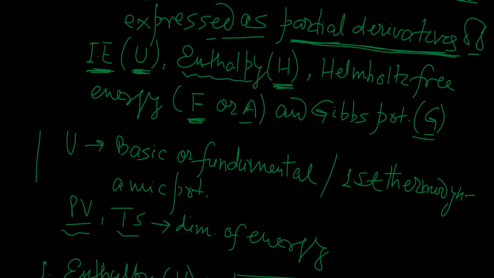These terms or functions will be made clear in the forthcoming lectures. Enthalpy, denoted by the symbol H. Helmholtz free energy, denoted by the symbol F or A. It is also denoted by A in some textbooks. And the fourth one is the most important function, that is called Gibbs potential.